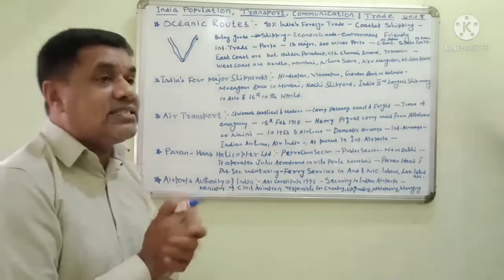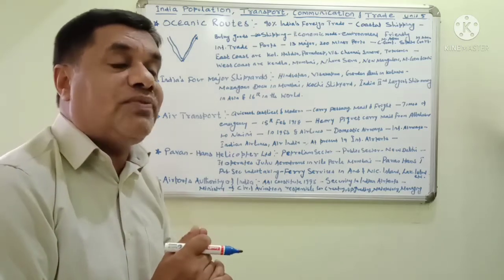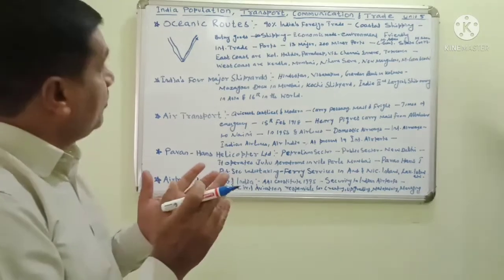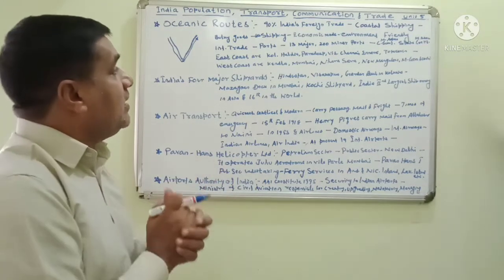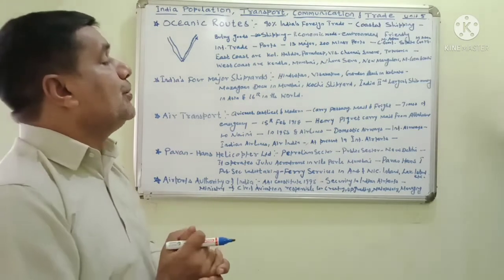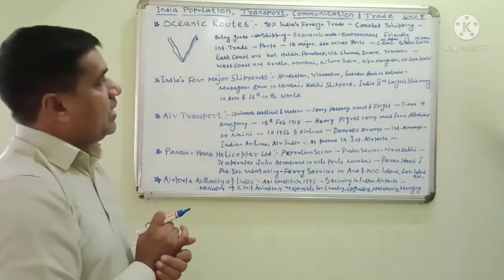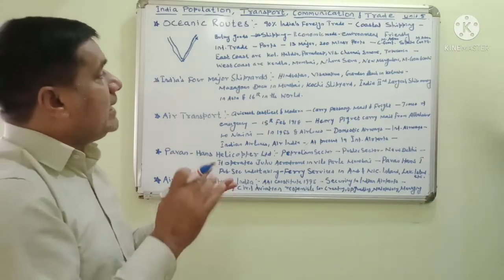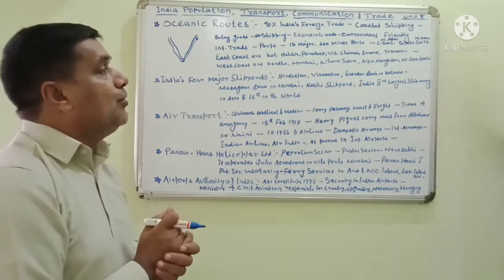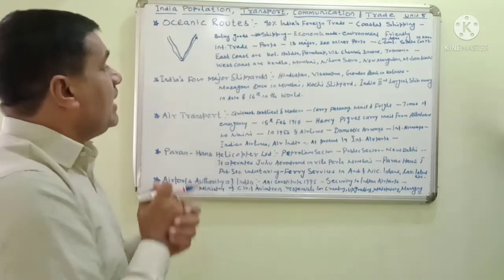On the east coast, more ports are located. The eastern coastal ports are Kolkata, Haldia, Paradip, Visakhapatnam, Chennai, Ennore and Thoothukudi. And the western coastal ports are Kandla, Mumbai, Nhava Sheva, New Mangalore, Marmagao and Kochi.